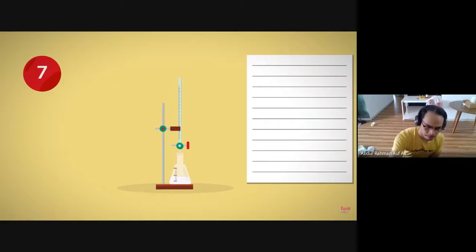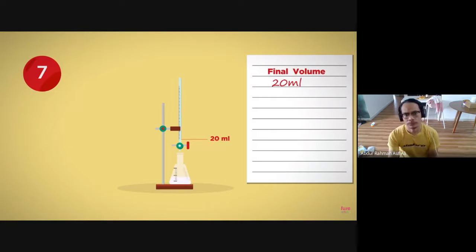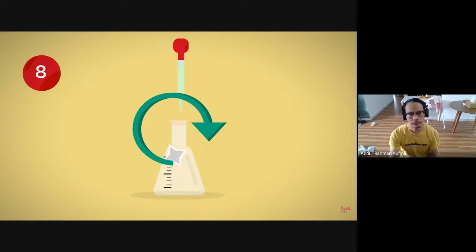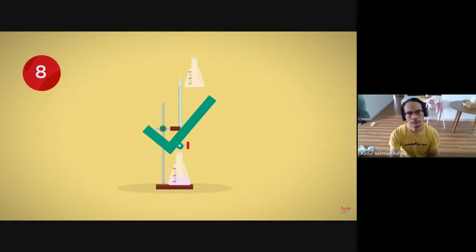7. Record the final volume on the burette. This gives you the volume of the solution added. This volume is called the titer. 8. For an accurate experiment, you should repeat this experiment a few times until you get consistent values for the titer.